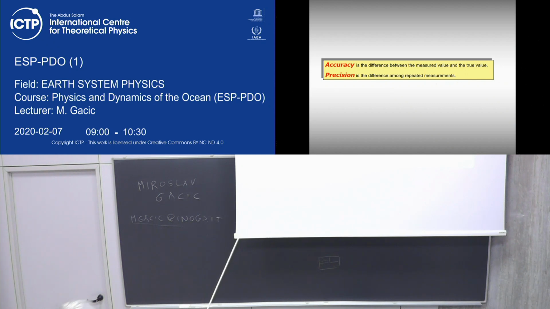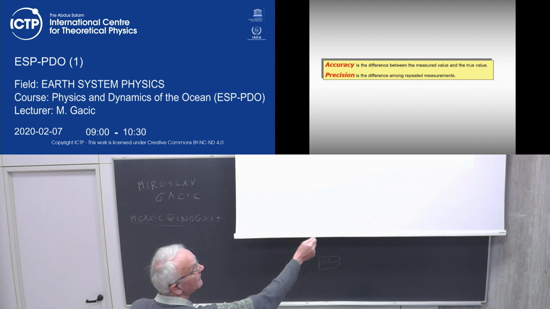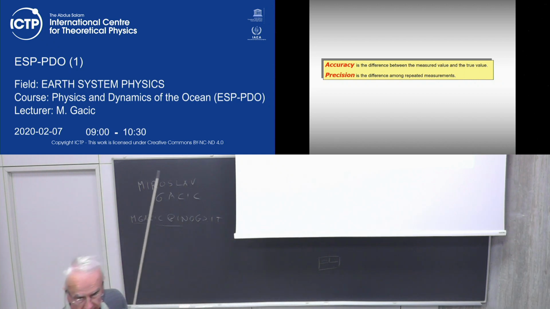The precision and accuracy of instruments. Here is the definition. Accuracy is the difference between the measured value and the true value. Okay.